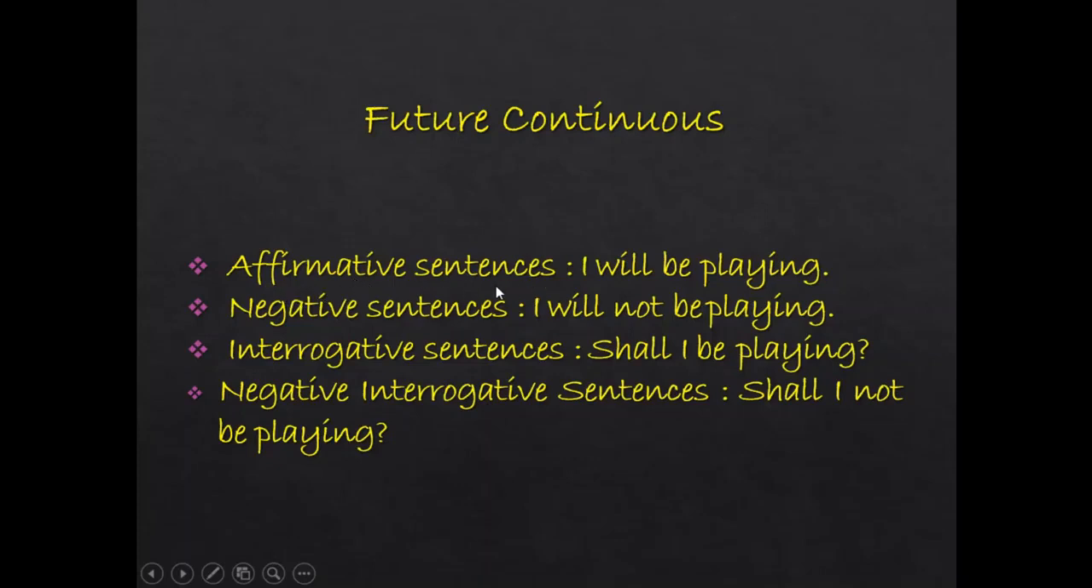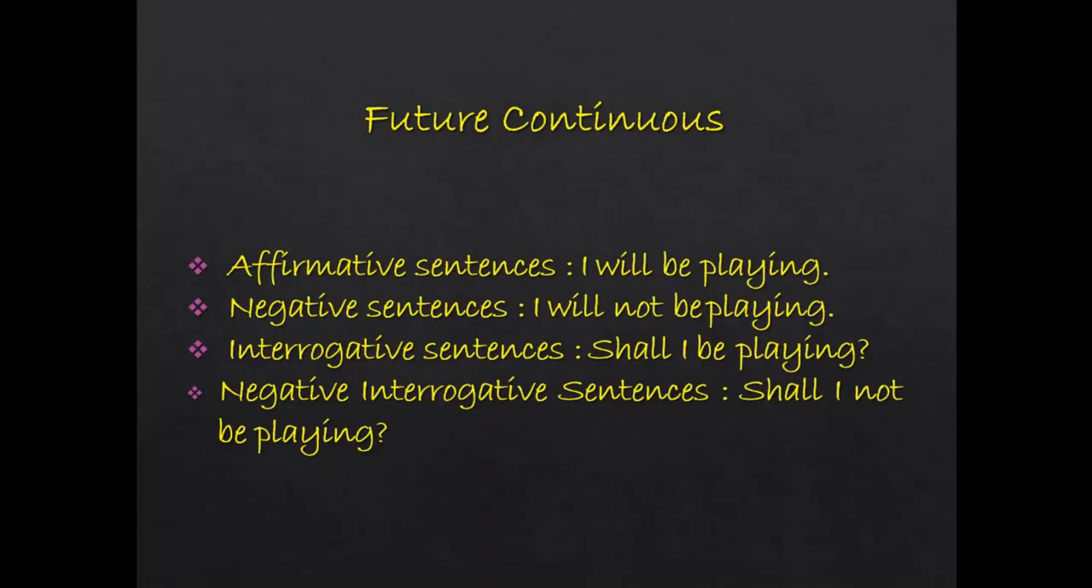Affirmative sentences in a future continuous form, we write, I will be playing. Negative sentences, I will not be playing. Interrogative sentences, shall I be playing? That means it is still not confirmed whether the person will be playing sometime in future or not. And negative interrogative sentence, shall I not be playing?